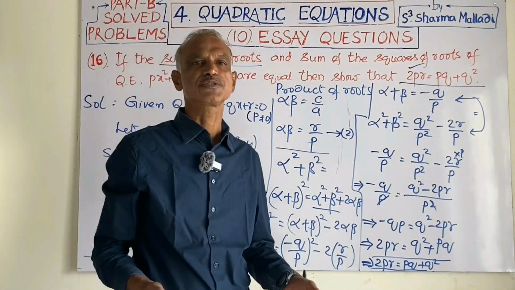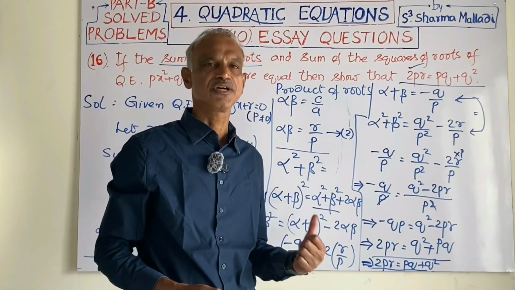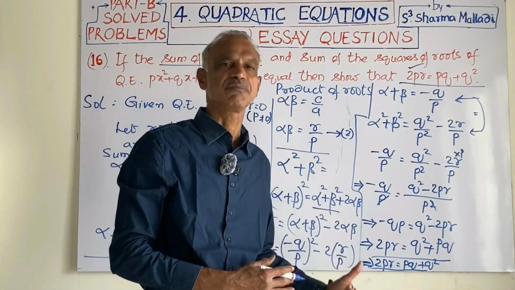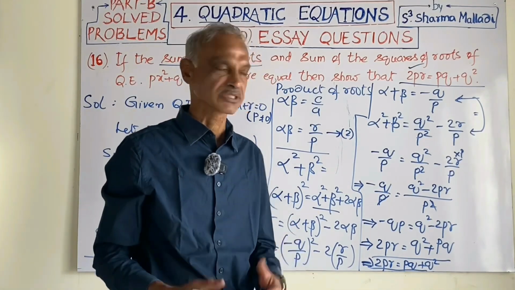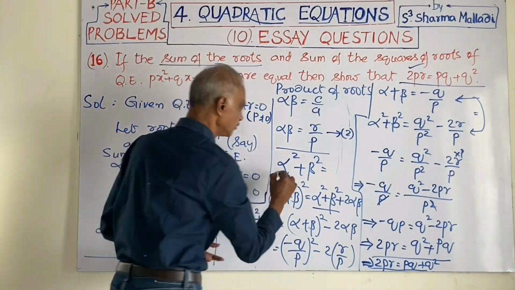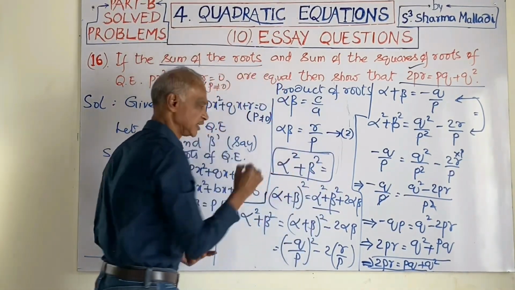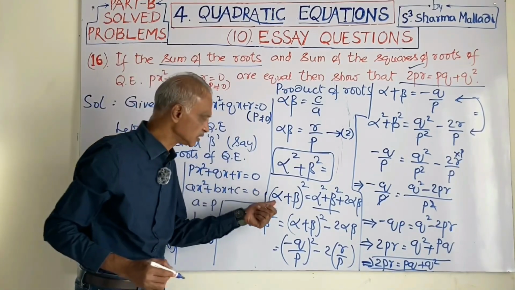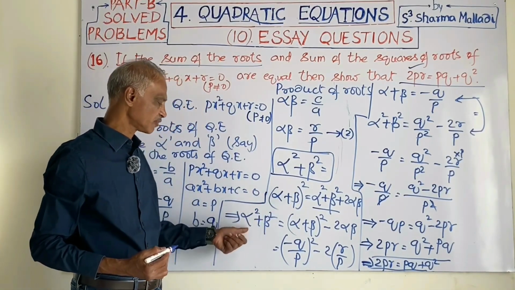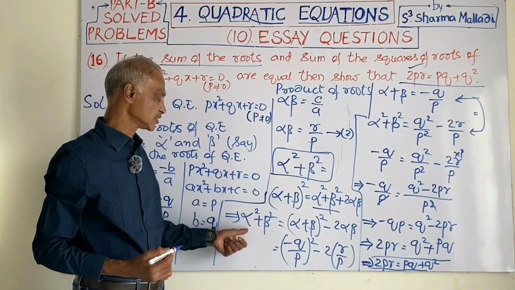I think you have understood the problem. Like this you have to do. First you have to find the sum of the roots and product of the roots, and also you have to find alpha square plus beta square. You should remember this formula, then only you can find out the sum of the squares of the roots.